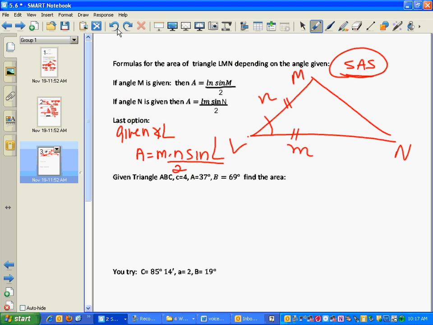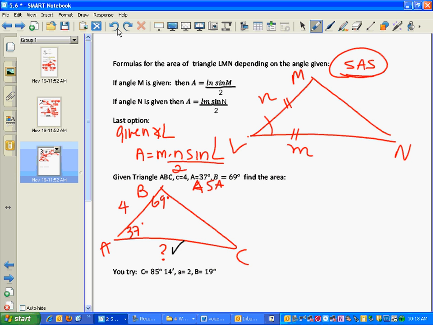So given a triangle ABC with C being 4, A is 37 degrees, and angle B is 69 degrees. This is not side angle side, this is angle side angle. But if I find this side, I would have a side angle side triangle. I'm given this one, here's my side, here's my angle, here's my side, and I can go back and use one of these formulas. So we're going to go ahead and use the law of sines to find the corresponding side length to angle B.